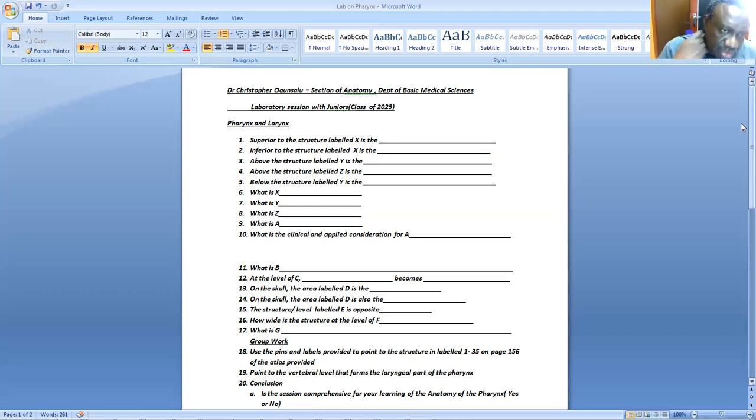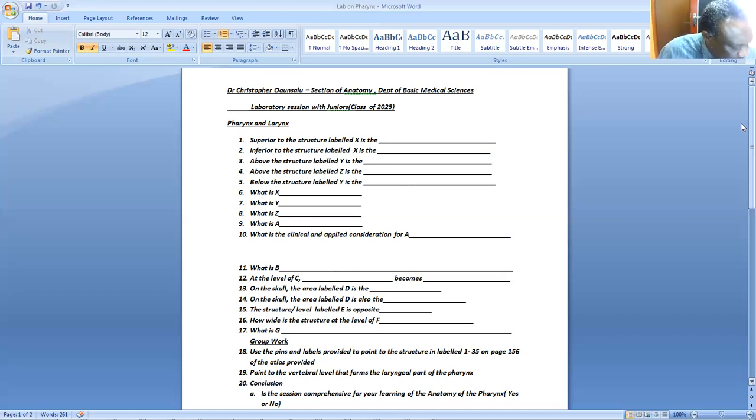And then I ask you, what is X, what is Y, what is Z, and what is A? And X is a soft palate, like I said to you. Y is the epiglottis. Z is the lower border of the cricoid cartilage. And A is the piriform fossa, where the foreign body will lodge. So you see how we have done 9 questions. So don't be scared.